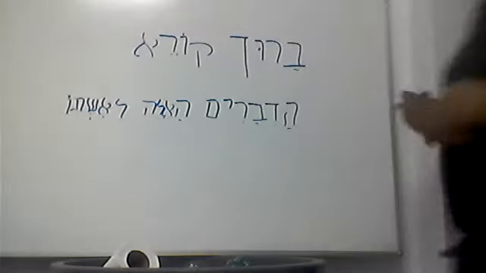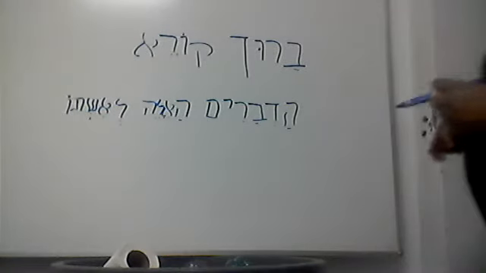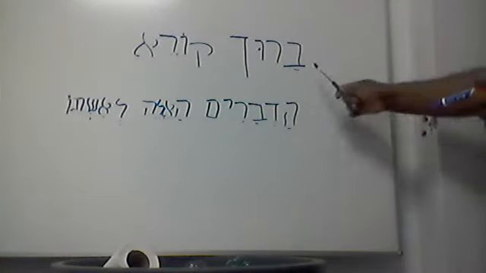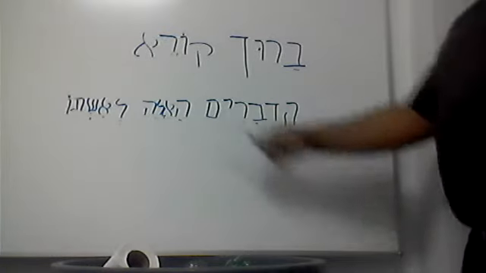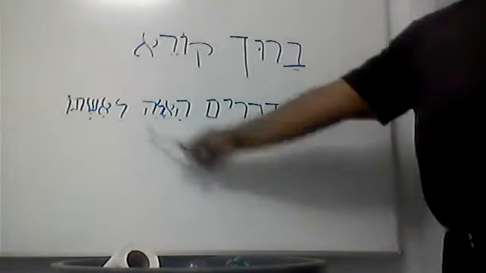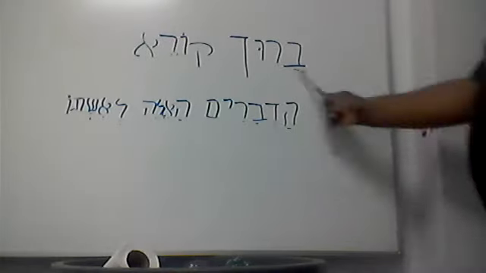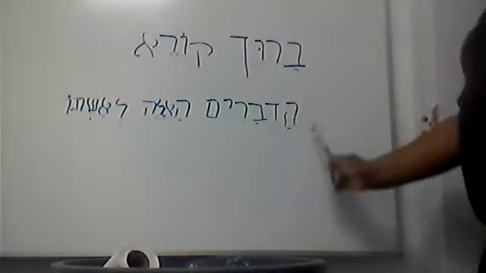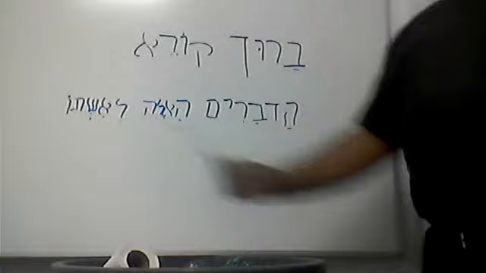All right, let's explain what we're looking at right here. First reading it, then going on. Baruch Koreh. Hadbarim ha'ele le'ishto. Baruch Koreh. Hadbarim ha'ele le'ishto.